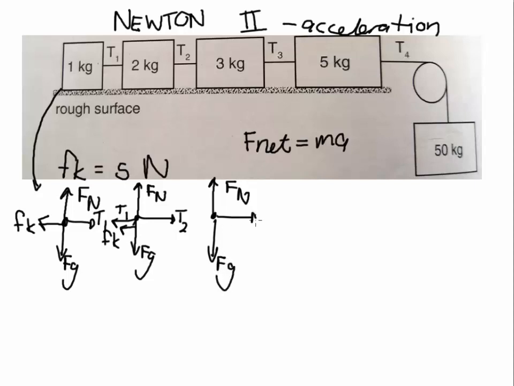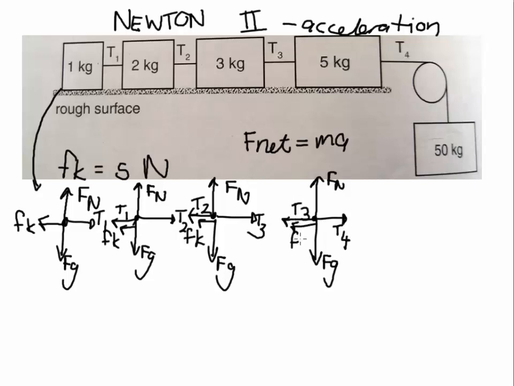If we look at the 3 kilogram mass, here we see that we have Fn, Fg. Now we have to the right T3, to the left T2, and then remember that frictional force, kinetic friction. For this block over here, we're going to have Fn and Fg. Remember that when we have a block on a surface, we will always have Fn. Then we have T4 to the right, to the left T3, and then of course our frictional force. Remember that you also have to do a free body diagram for the 50 kilogram block. There will be no Fn here because there's no surface that the block is resting on, so T4 is pulling it upwards, and downwards we will have Fg.